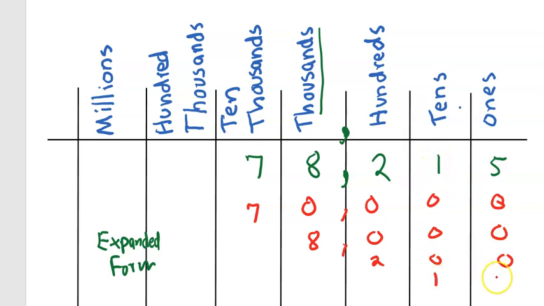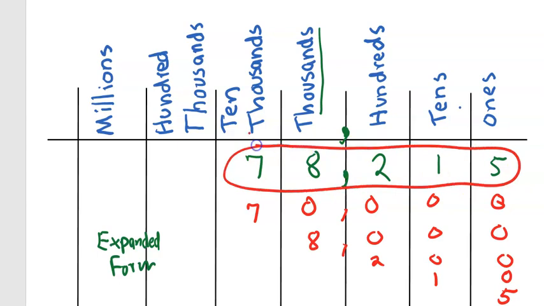110, there's 10. And then 5. And that's expanded form. And if I was to add 70,000 plus 80,000 plus 200 plus 10 plus 5, then I would get right back there's where I'd get right back to. Okay, so let's go back and fill that in, expanded form.